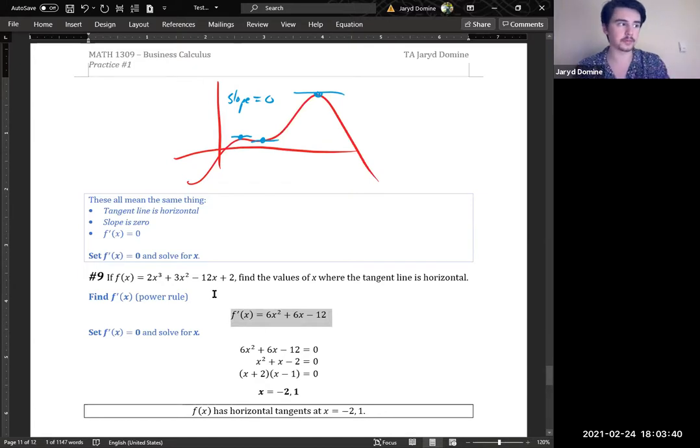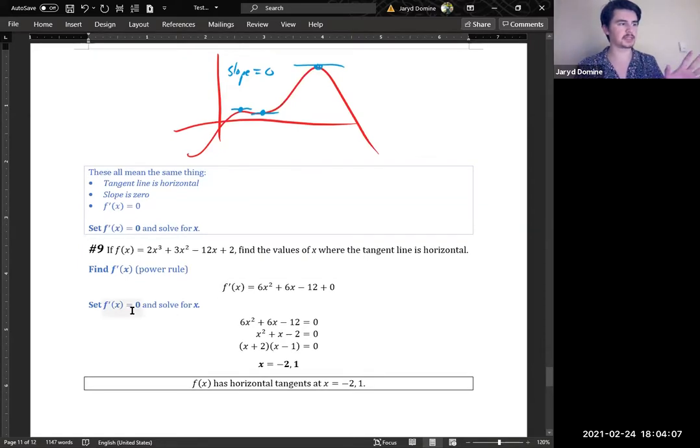So power rule, 2x cubed, that's just 6x squared. The second term gives us 6x, and the third term gives us 12, minus 12. Then the last term is a constant, so it's 0. It goes away. So I can just write that as plus 0. Okay, so just the power rule to get the derivative.